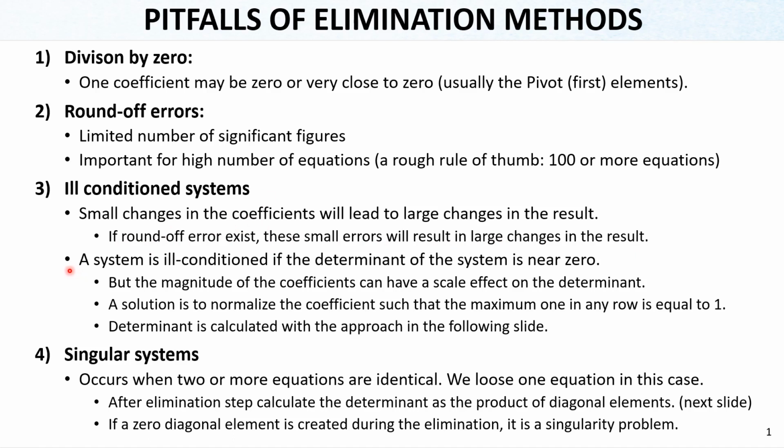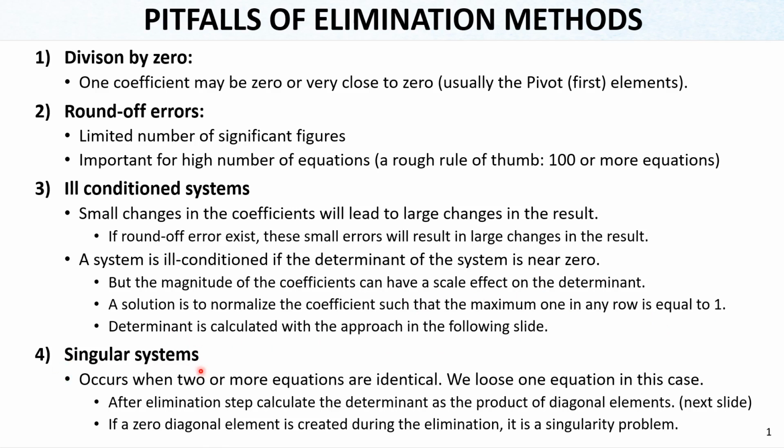So if the determinant of the system is near zero, we can simply understand this issue, this large change with small coefficient changes, which is called ill-conditioned, by first calculating the determinant of the system. If it is near zero, that means we will have such an issue of ill-conditioned systems. But the magnitude of coefficients can have a scale effect on the determinant, so we need to be careful. Instead of directly using the determinant, we can simply normalize the coefficients of the equations such that the maximum one in any row is equal to 1. Then we can calculate the determinant to see if it is near zero.